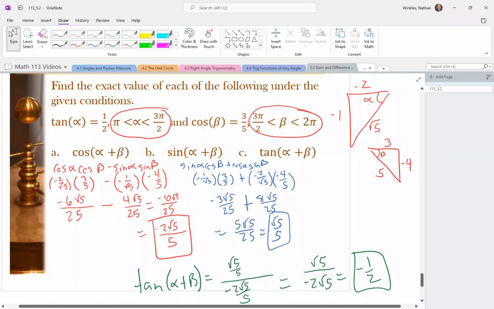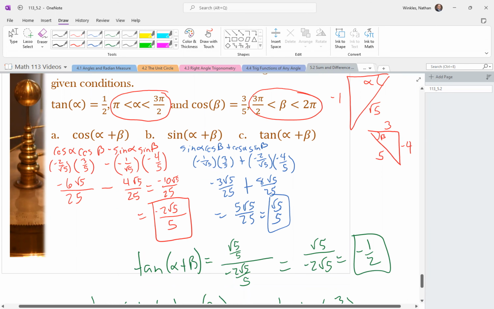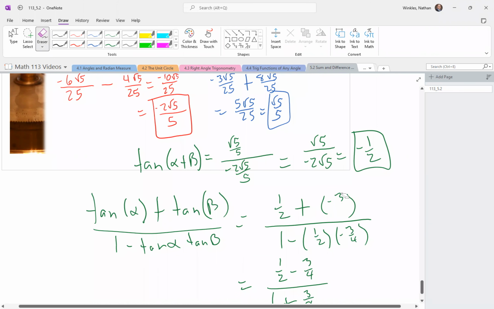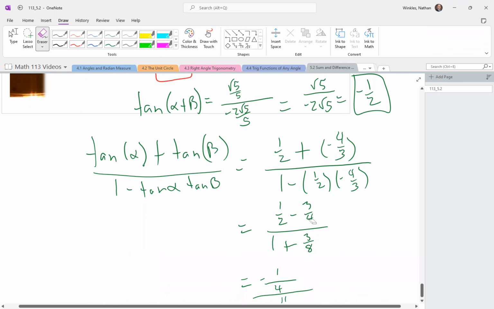So tangent of alpha is 1/2. Tangent of beta is -4. Oh, that's where it's at. -4/3. I mixed them up. So -4/3. And this is going to be plus 2/3.